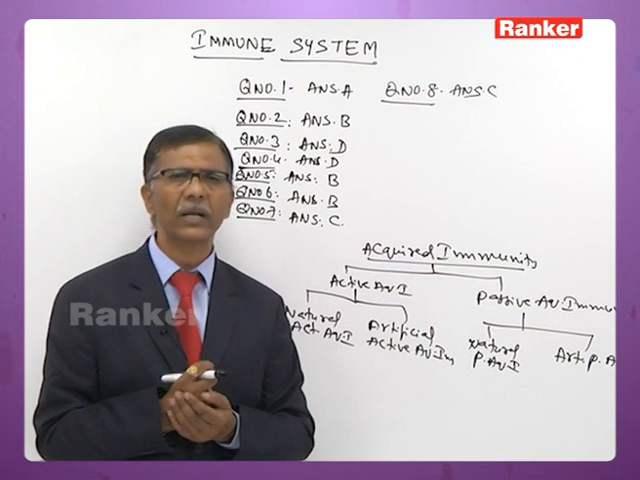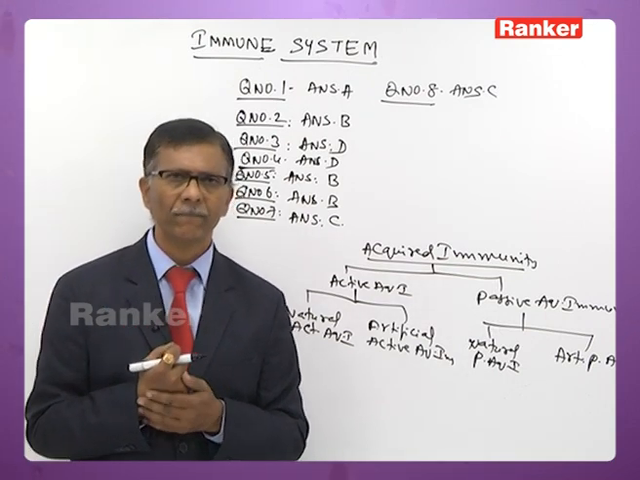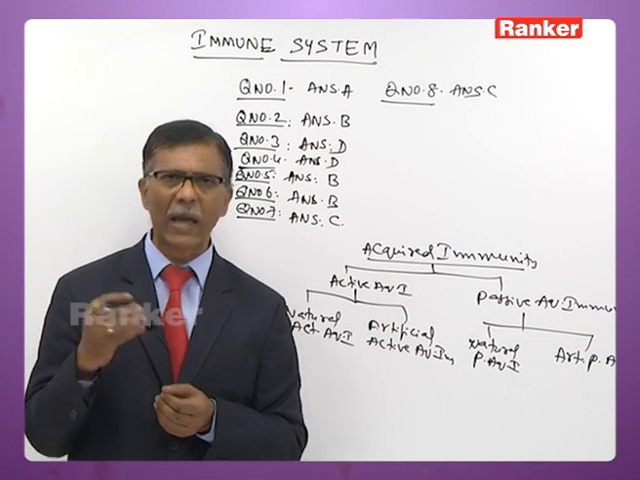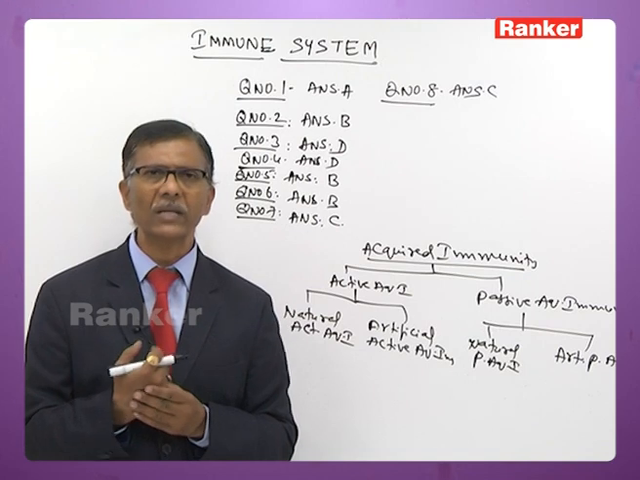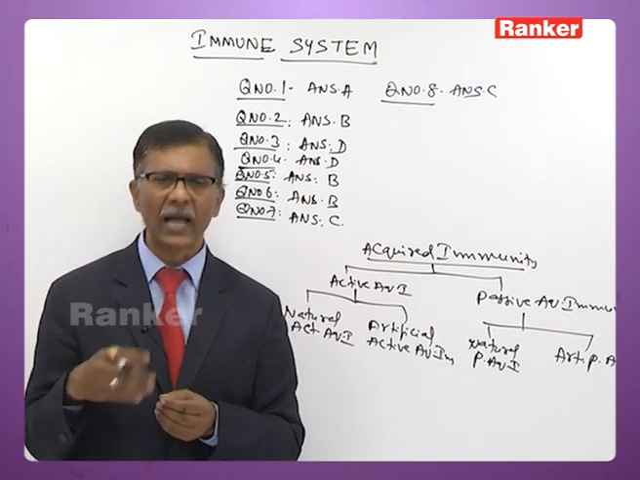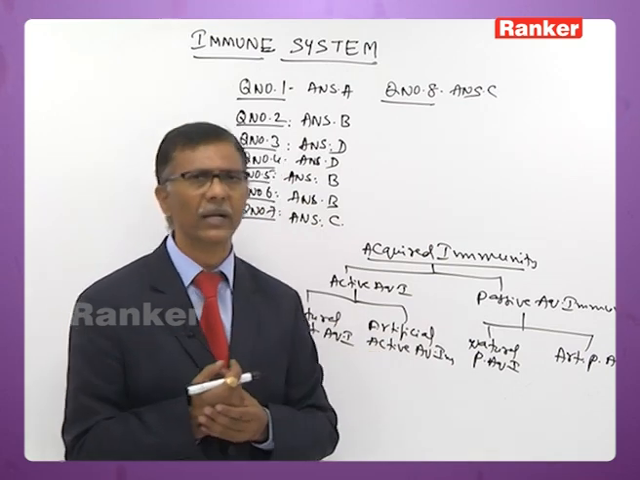Artificial active acquired immunity is immunity that builds up in the child due to vaccination. When vaccines are given, they induce the formation of memory cells. Those memory cells protect the child against invasion of the same pathogen. So that is called artificial active acquired immunity.